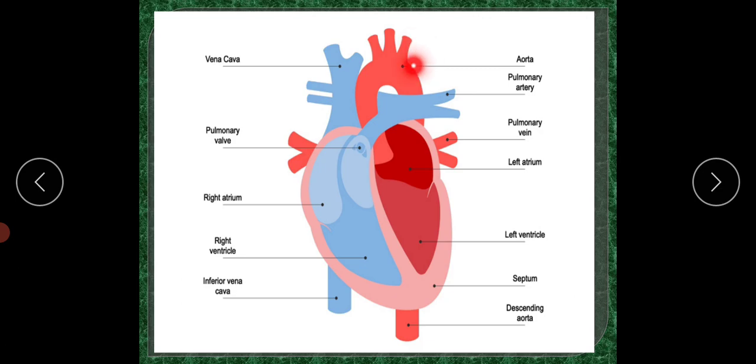This is the aorta, the largest artery, which takes the blood to all the parts of the body. It is divided into several different branches. The vena cava is the largest vein which collects all the deoxygenated blood and brings it back to the heart to pump into the lungs again. The pulmonary artery takes the blood from the heart to the lungs.